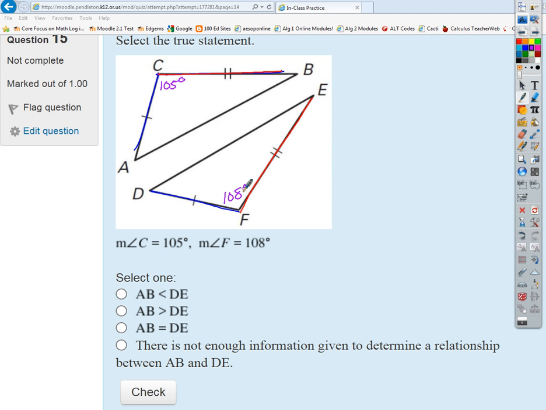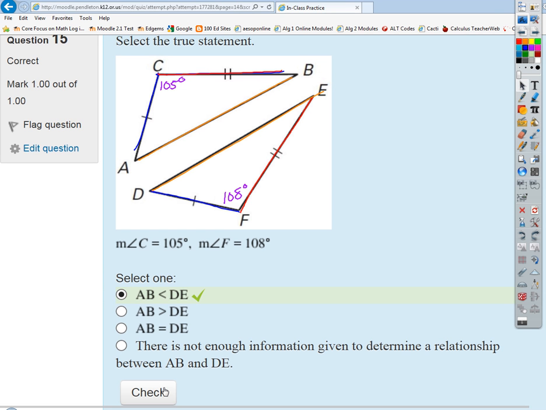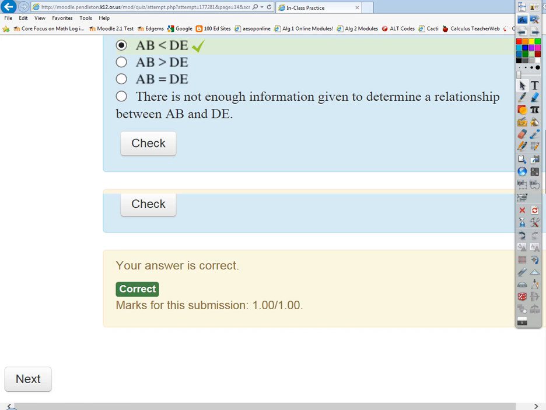So what must be true of the rubber bands then? Which rubber band has got to be stretched longer? Yeah, DE's got to be longer, doesn't it? Right? So that's got to be true. Make sense? Yep.